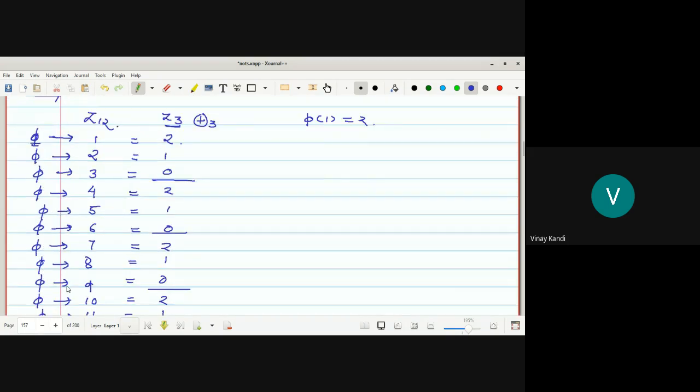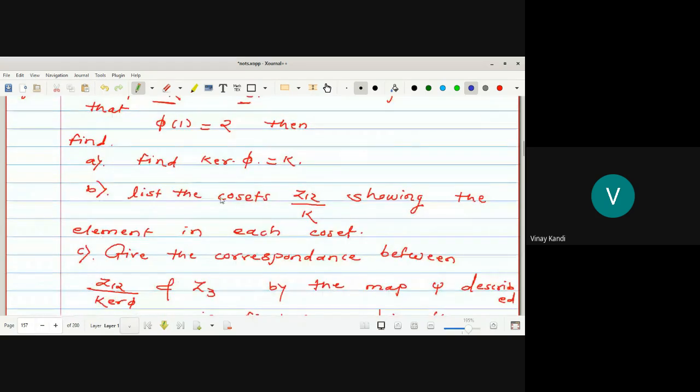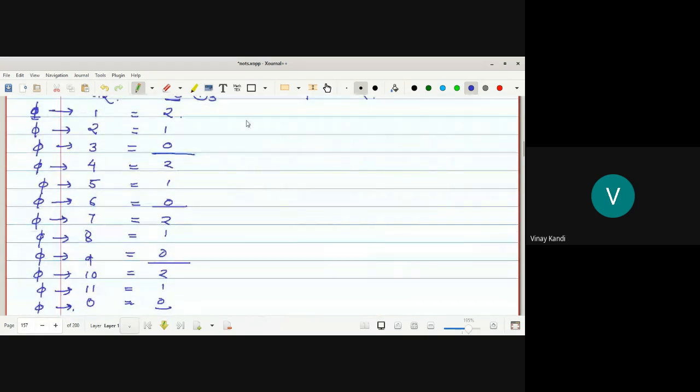Okay, now first we have to find the kernel of phi. First one, A. What is the kernel of phi? The kernel of phi is the collection of those elements of the domain, what is the domain? Z12, such that phi of x is equal to 0, where 0 is the identity of the codomain. That means Z3. The identity of Z3 is 0. Now tell me, what is the kernel of phi?